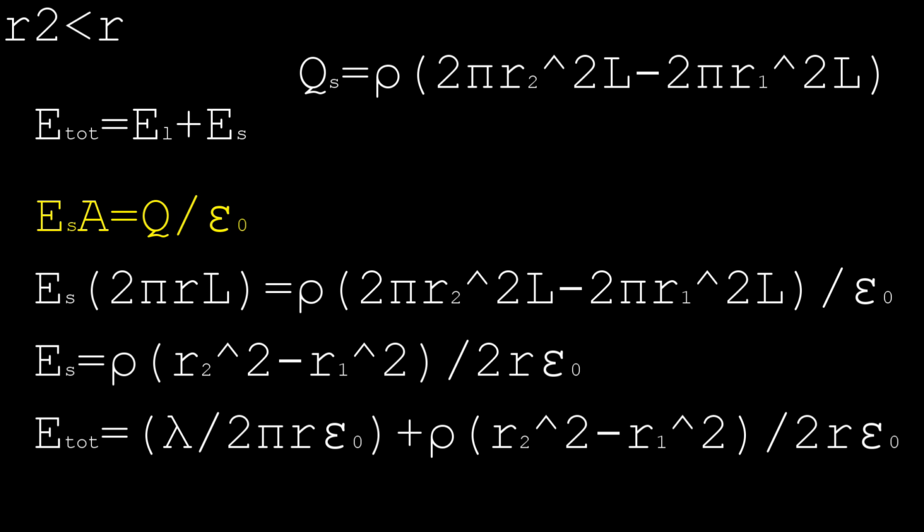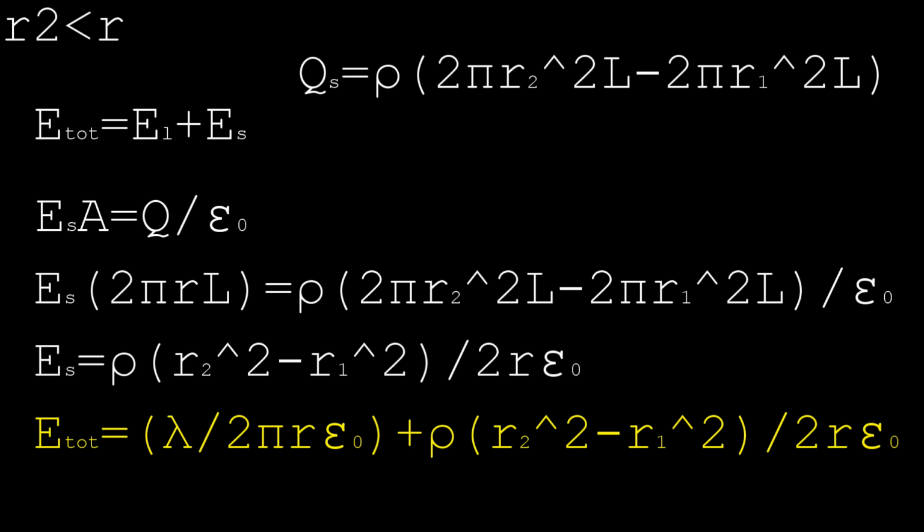Similar to before, we're going to use Gauss's law to solve for E shell. So EA equals Q enclosed over epsilon naught, just Gauss's law. Then we plug in 2 pi rL for the area, again for cylinders. And then we plug in the Q of rho times 2 pi r2 squared L minus 2 pi r1 squared L divided by epsilon naught. Then we just divide by the area and we get E shell equals rho times r2 squared minus r1 squared divided by 2r epsilon naught, where the pi's and the L's cancel out.